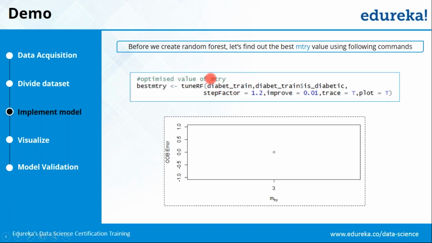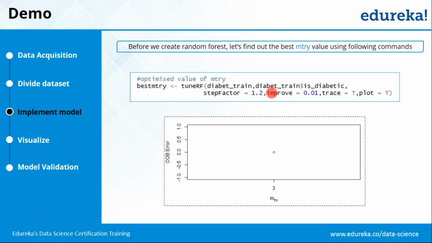The first parameter is diabet train, because we will be implementing our random forest model on diabet train itself. Then I have supplied it with my target variable, that is diabetic, right? Further, the third parameter is the step factor. There will be a number of iterations to reach the optimized level where the number of predictor variables will be optimized. For that I've chosen step factor equals to 1.2. So every iteration the factor increases by 1.2, right?